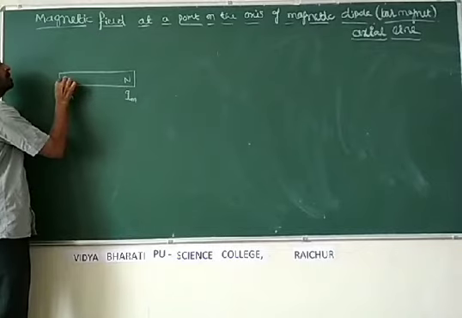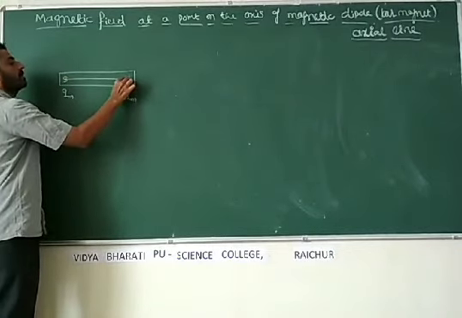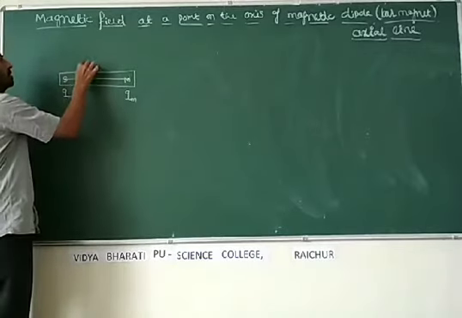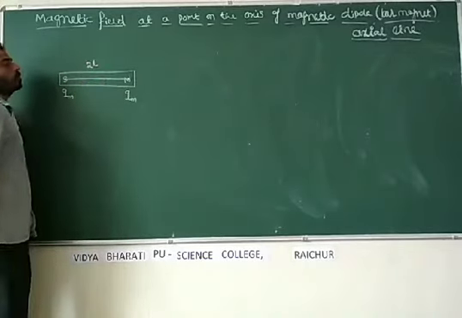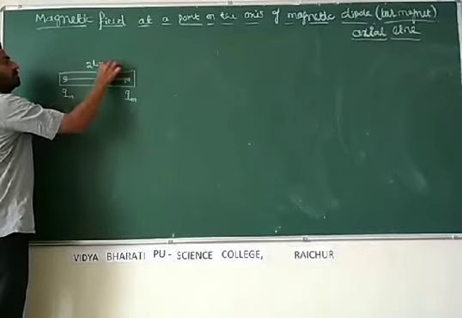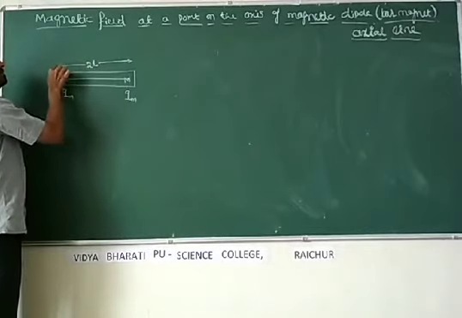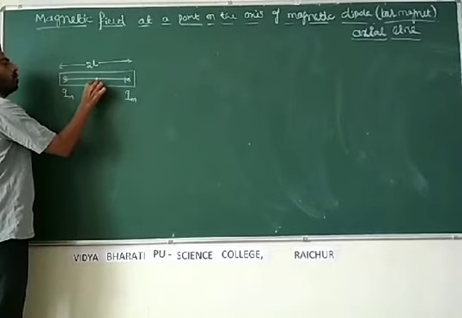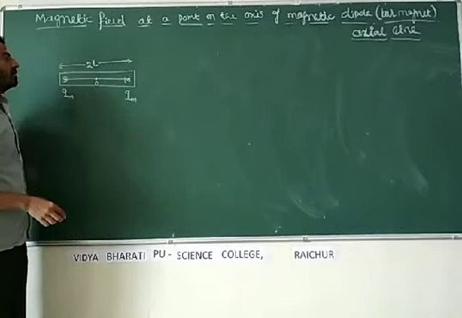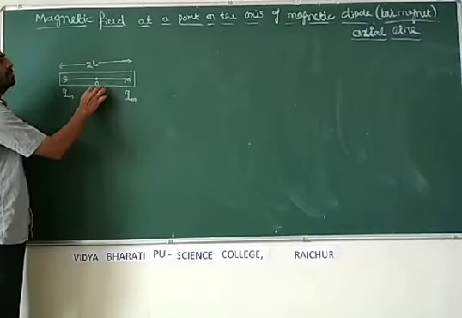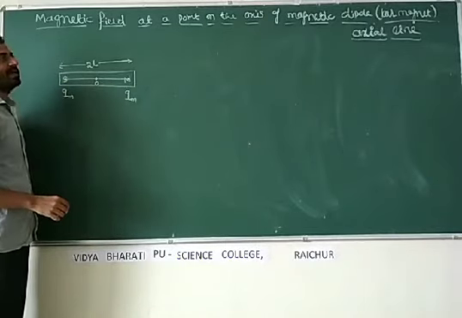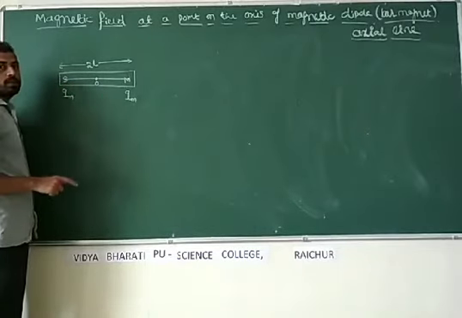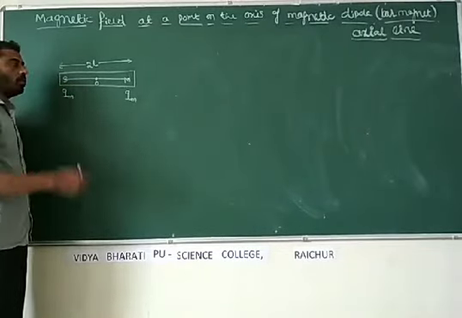These two poles are separated by a distance 2l. Distance separated 2l between the two poles. This is called the magnetic length. Center of the magnet, it is O, center of the magnet. Now, this bar magnet acts as a magnetic dipole which will have two unlike equal poles, north and south, of the same pole strength.